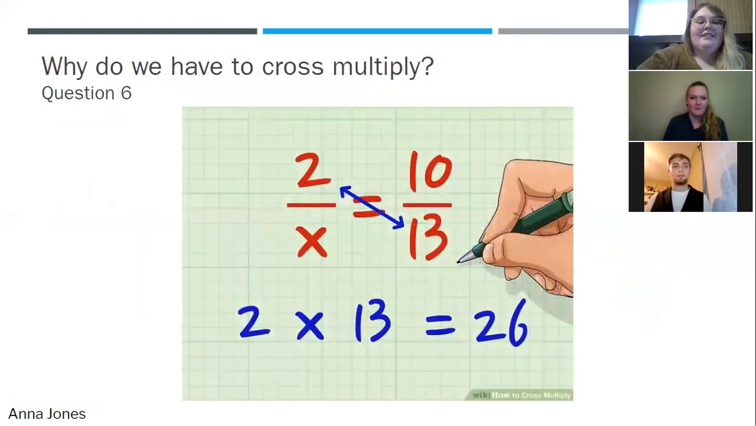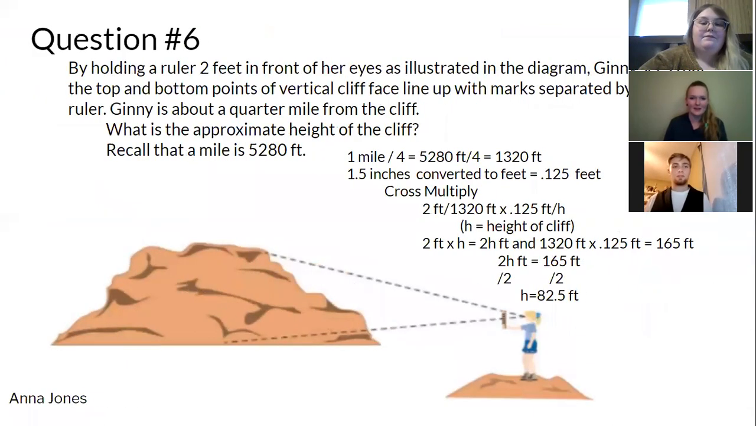All right. So, Anna, why do we have to cross multiply in this problem? So as we can see here, cross multiplication is usually used to find a value. We usually use x as the value, but it can be anything. So we would cross multiply to stick that value, whatever value it is, to another number and figure it from there.